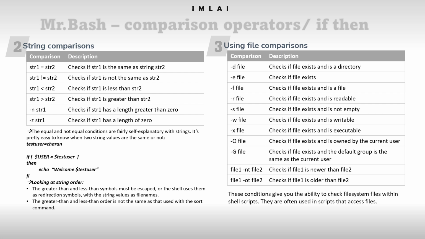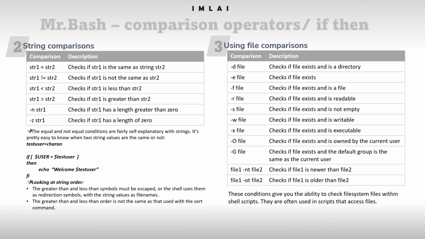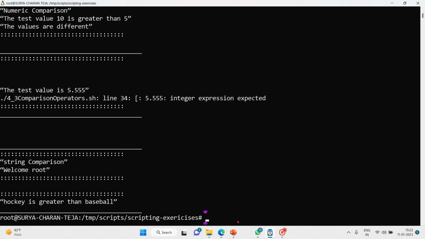So these file comparisons are very beneficial. These conditions give you the ability to check the file system files within shell scripts, so they are often used in scripts that access files. Before we move on to another section, we will go to our WSL and do one more exercise.